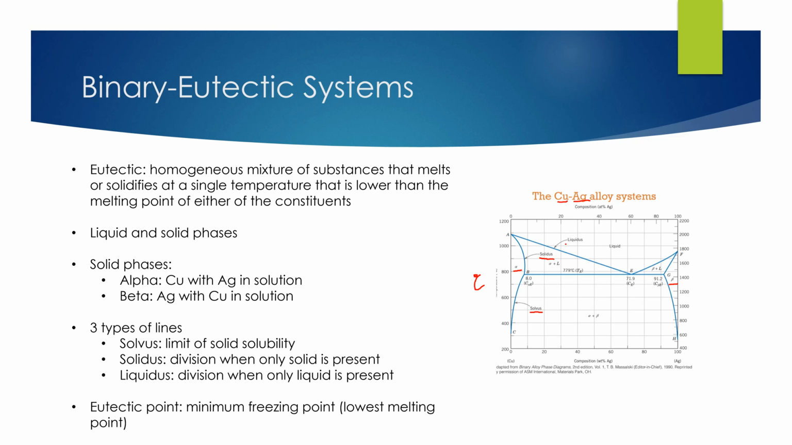The final kind of line that we have is the liquidus line, and the liquidus line shows the division when only liquid is present. If we pass above this liquidus line, you'll see that we only have liquid present in our binary-eutectic system. Now, there is one special point to note with the binary-eutectic systems, and that is right here. This is called the eutectic point, and the eutectic point is the minimum freezing point, or the lowest melting point of this binary-eutectic system.